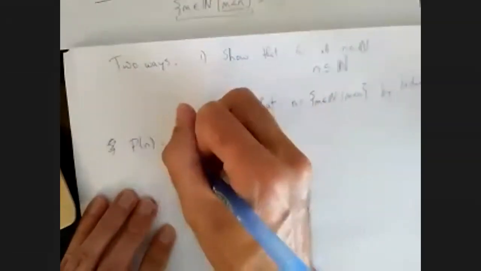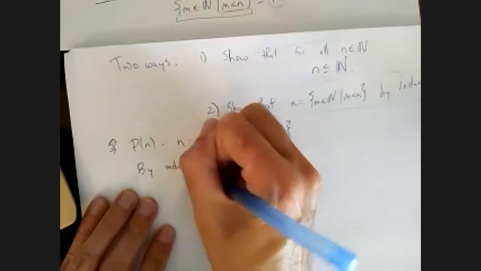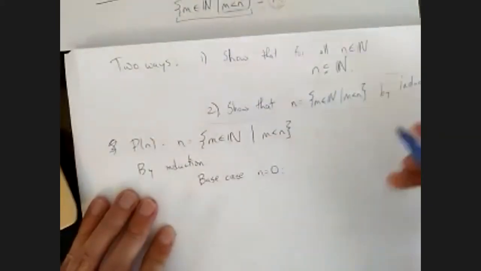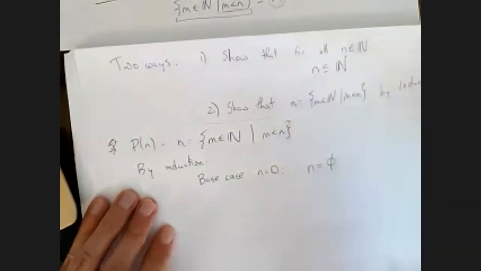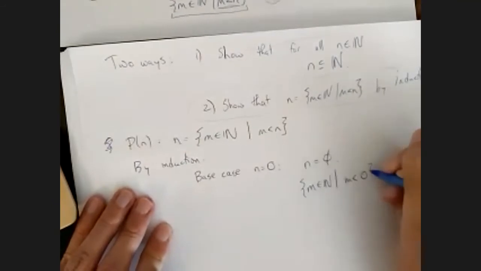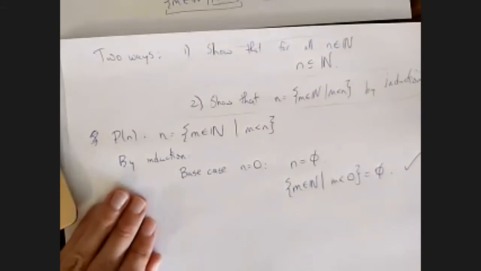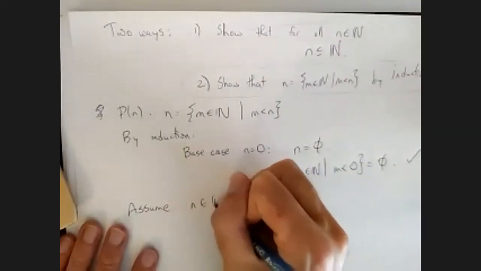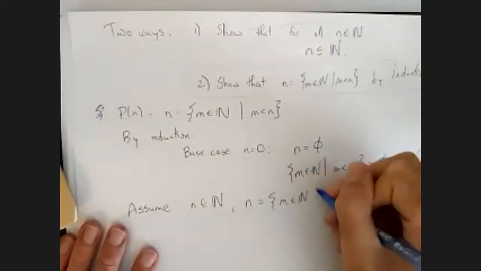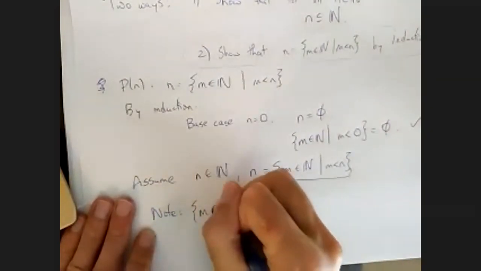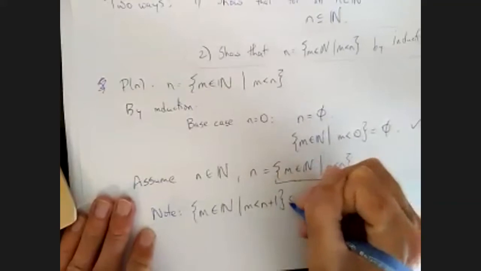Okay, P of n is just going to be the statement that n equals the set of natural numbers less than n. So we proceed by induction. Base case, n equals 0. In this case, n is the empty set, and the set of natural numbers that are less than 0 is also the empty set. They're both the empty set. Now assume that for some natural number n, n equals the set of all natural numbers less than n. It's clear that all the natural numbers less than n plus 1 form a subset of n plus 1.